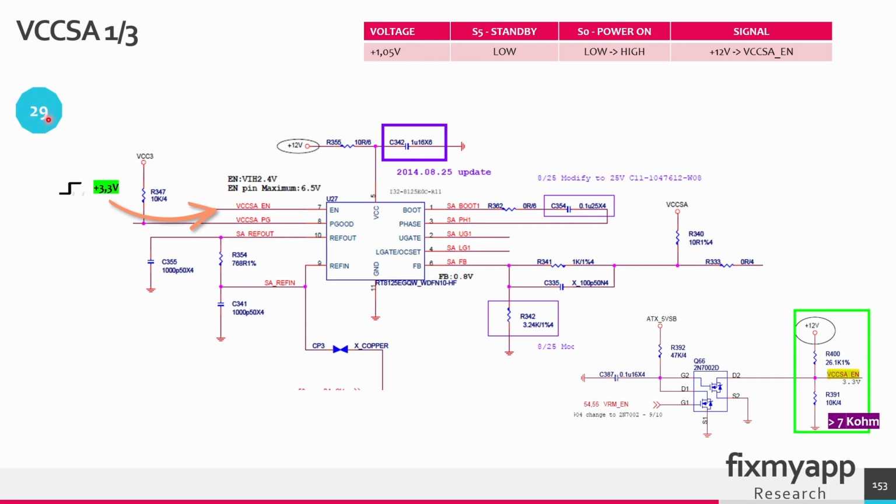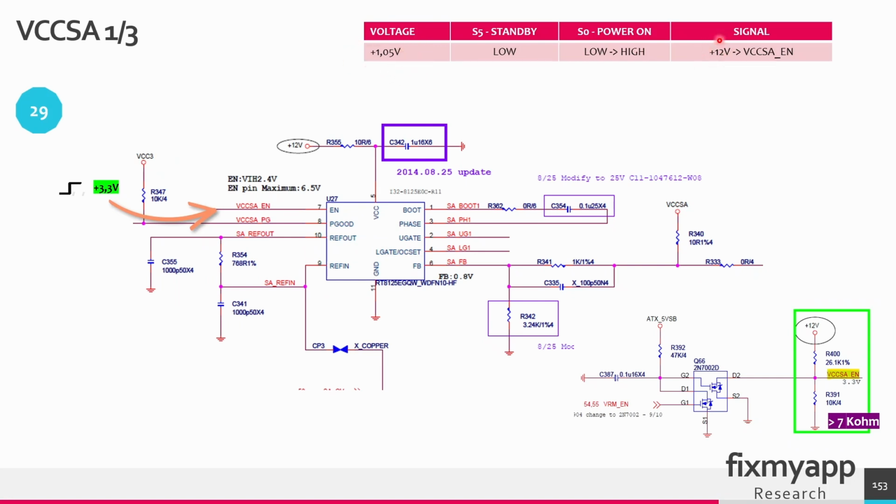In power sequence 29, we have to create the CPU voltage VCCSA. This is a voltage of 1.05 volts. In the standby state, this voltage is not present, and in the power on state, it will go from 0 volts up to 1.05 volt. This voltage will be created when the VCCSA enable signal is present at pin 7. This is the buck controller, and when this enable signal is present, and also the VCC is present to power this chip on, it will start generating the 1.05 volts.